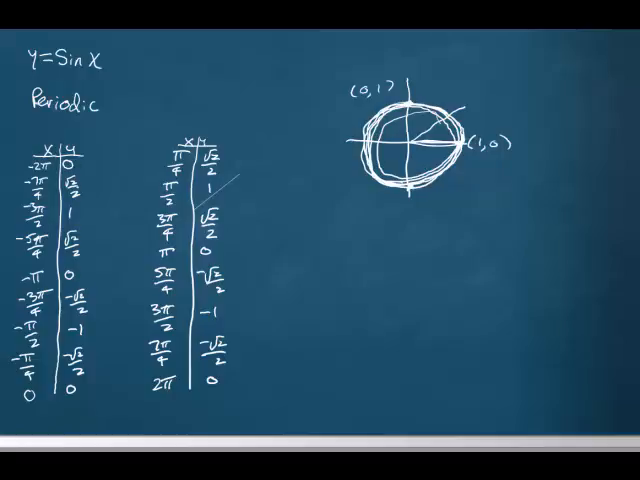So we've got 0, square root of 2 over 2, 1, square root of 2 over 2, 0, minus square root of 2 over 2, minus 1, minus square root of 2 over 2, 0, square root of 2 over 2, 1, square root of 2 over 2, 0, minus square root of 2 over 2, minus 1, minus square root of 2 over 2, 0. So you can see that this cycle is matching up.